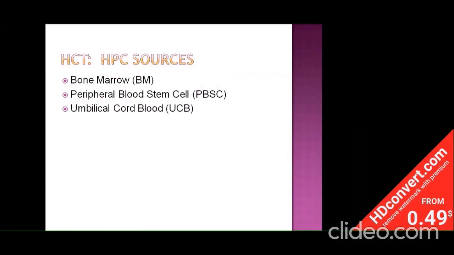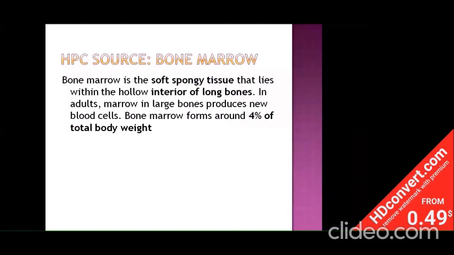The sources of HPC now. We can take the HPC from the bone marrow, from peripheral blood stem cells, and also from the umbilical cord. So these three sources are there for HPC collection. About this, we'll go into detail in the next slides. You can see what bone marrow is. Bone marrow is a soft spongy tissue inside the long bones, and in adult patients it is approximately 4% of body weight.